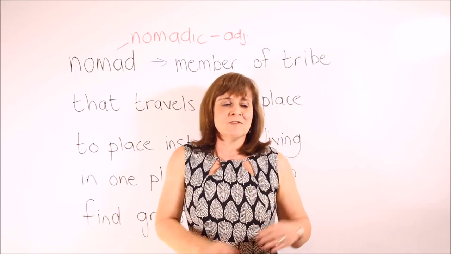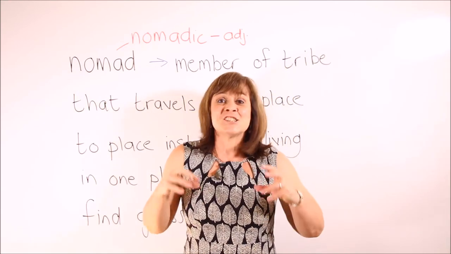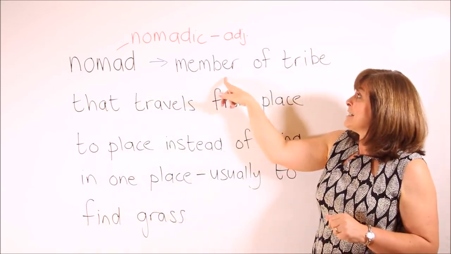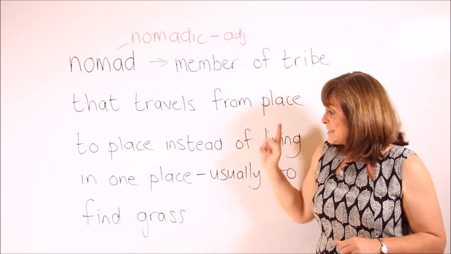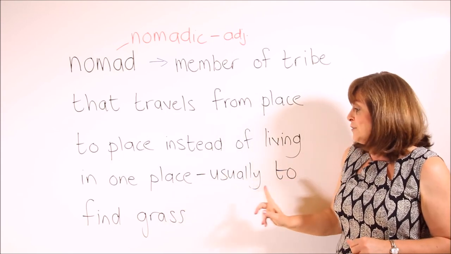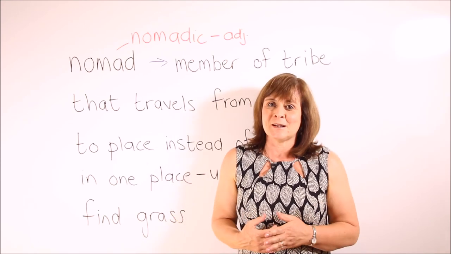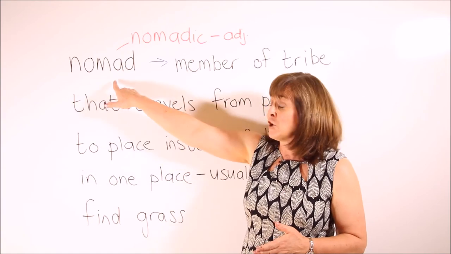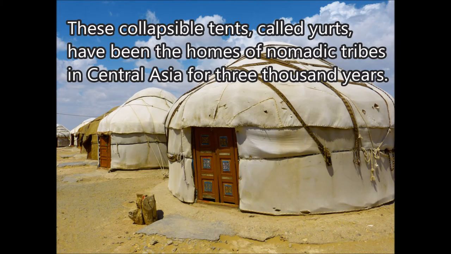Another word that deals with moving from one place to another is nomad. But nomads don't settle in a place. A nomad is a member of a tribe that travels from place to place instead of settling in one place. And they do this because they have to find grass for their animals. They are usually herdsmen. And the adjectival form of nomad is nomadic. Here is a sample sentence. These collapsible tents called yurts have been the homes of nomadic tribes in Central Asia for 3,000 years.